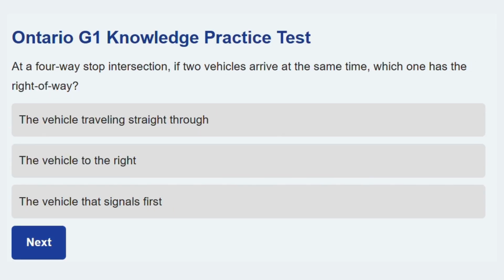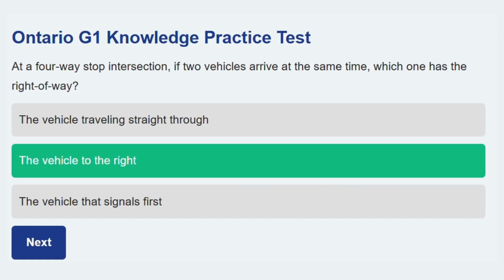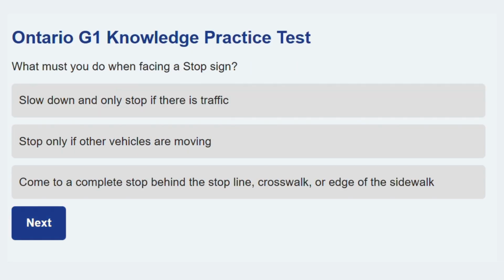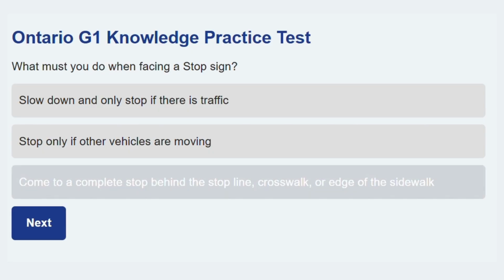Next up, at a 4-way stop intersection, if 2 vehicles arrive at the same time, which one has the right-of-way? The vehicle to the right. If vehicles arrive simultaneously, the car on the right proceeds first. Let's continue. A solid yellow line on your side of the center line means passing is not permitted. The solid line indicates that it is unsafe and illegal to cross into the oncoming lane. Moving on. What must you do when facing a stop sign? Come to a complete stop behind the stop line, crosswalk, or edge of the sidewalk. A full and complete stop is legally required before proceeding.